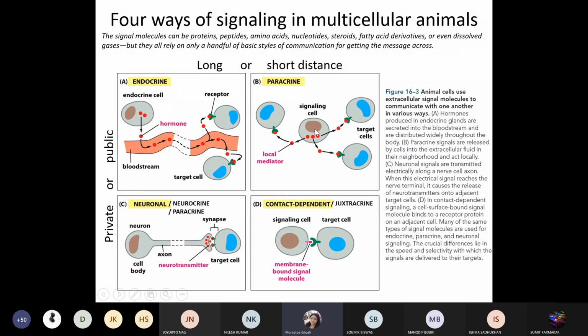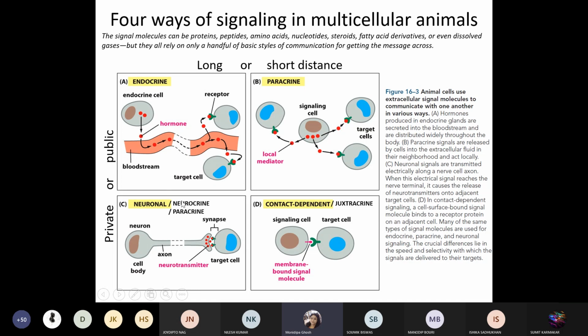Now the paracrine system. Here the cell which is secreting the chemokine, the local mediator, is carrying the chemokine to the receptor of the nearby cell. These cells are very nearly located. The just released chemokine will sit over this receptor and the target cells will act on this one.